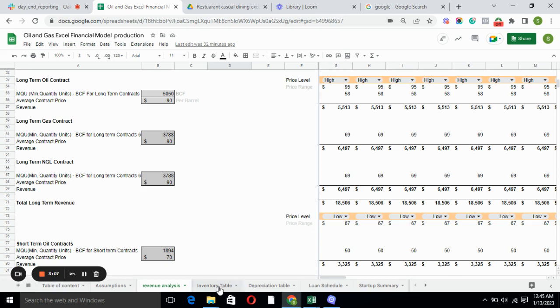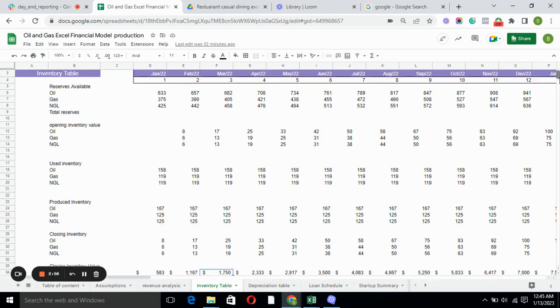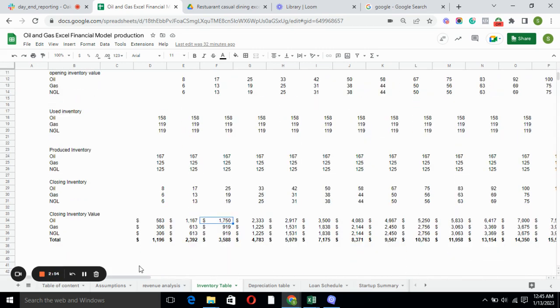Moving forward to the inventory table. In inventory we have calculated the reserves, available opening inventory, used inventory, reduced inventory, and closing inventory. And through closing inventory we have our total inventory calculated, which we have included in the balance sheet and cash flow statement.